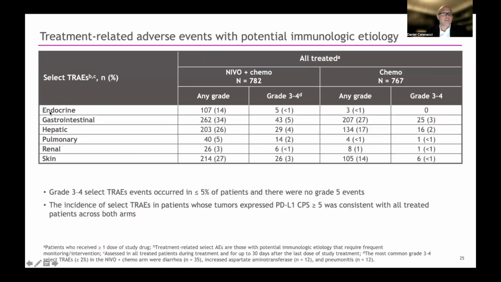Again, when we look at the most common organ categories that can be affected by the immunotherapy and compare the two arms, you can see that they're higher in any grade for sure, and even in grade 3 and 4 to some degree for each of these organ groups.